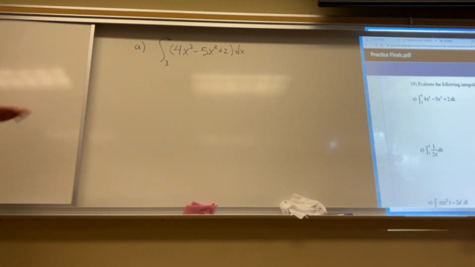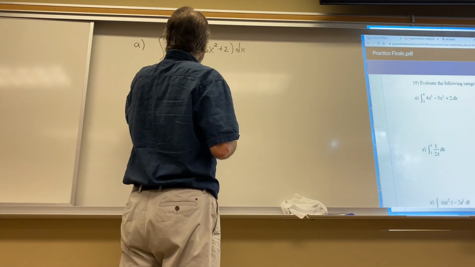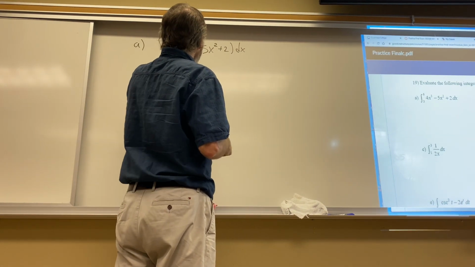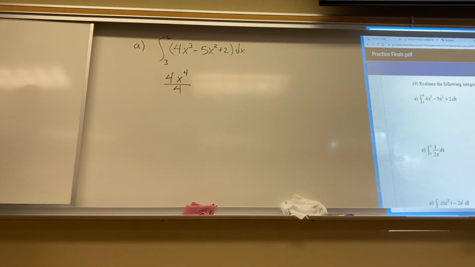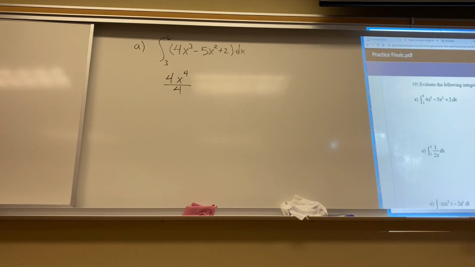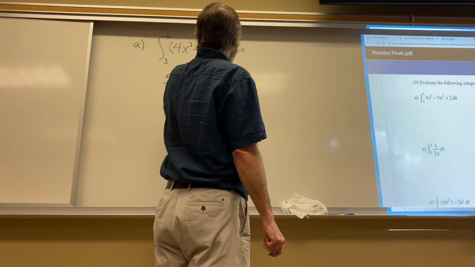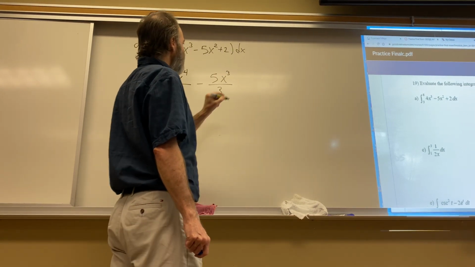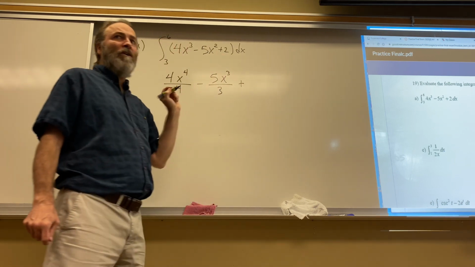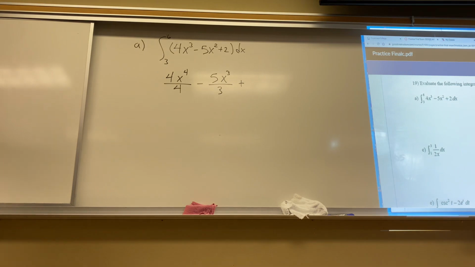Okay, so what are we gonna do? What does 4x cubed become? That's right. Yeah, I forgot two. 2x squared. So add 1 to the exponent and divide by the new exponent. Minus 5x cubed. Add 1 to the exponent, divide by the new exponent. And when we have a constant for antiderivatives, which is here, it just picks up the variable.